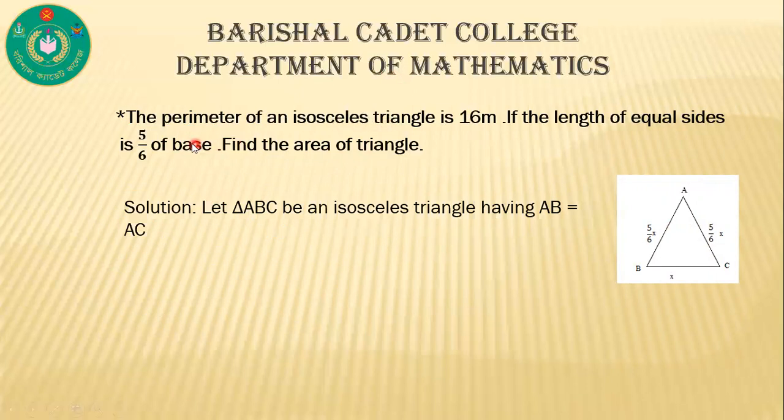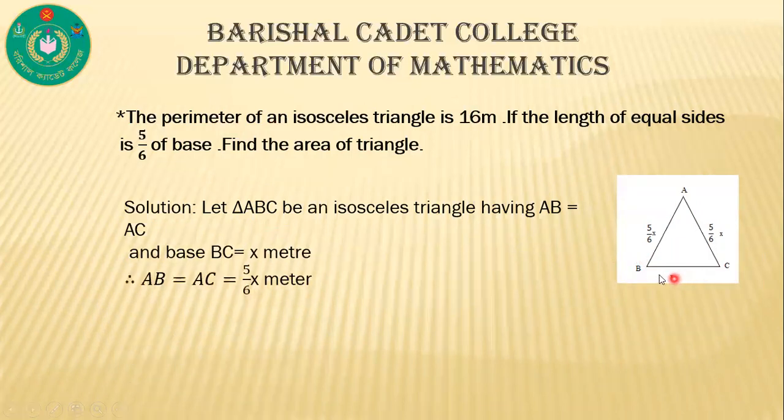So here given that the perimeter of the isosceles triangle is 16 meter. Let ABC be an isosceles triangle having AB equal to AC and BC base. Now let BC be equal to x and AB equal to AC equal to 5 by 6x meter. Here given that perimeter is equal to 16 meter. That's why we can write 5 by 6x plus 5 by 6x plus x, that means adding 3 sides, is equal to 16.